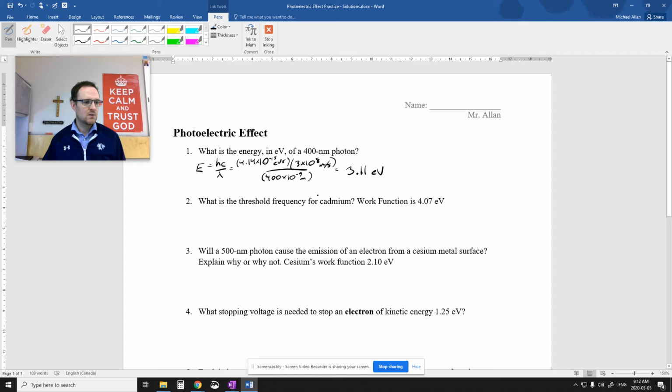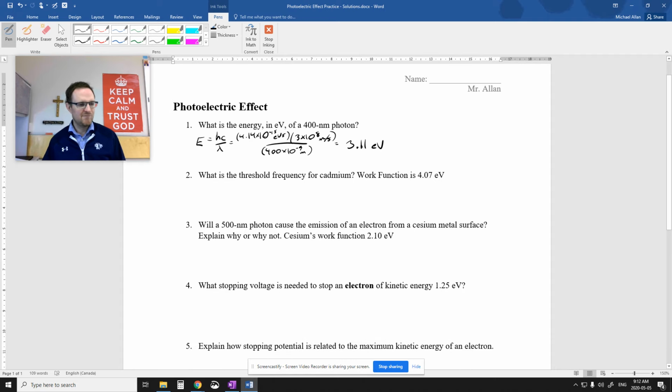What's the threshold frequency for cadmium? So this is the frequency at which the photons would have enough energy to eject an electron. Remember, it's a one-to-one thing, so I can't have two photons build up and eject one electron. It's one electron for one photon. That's it. No more, no less.